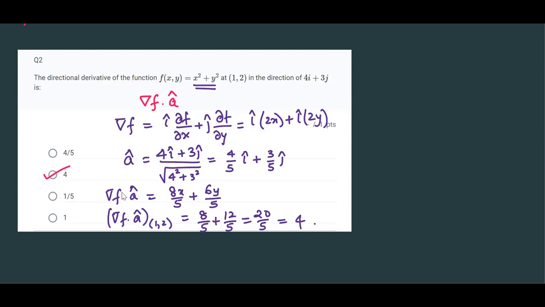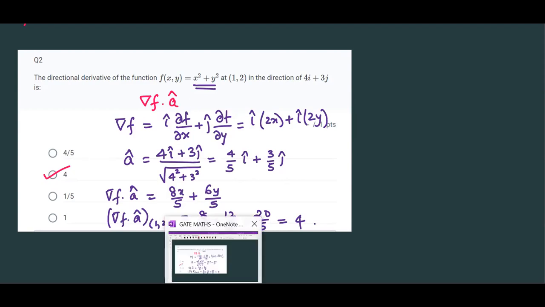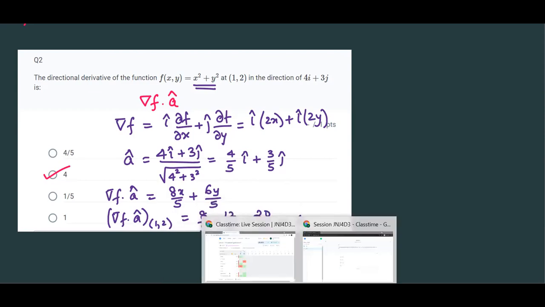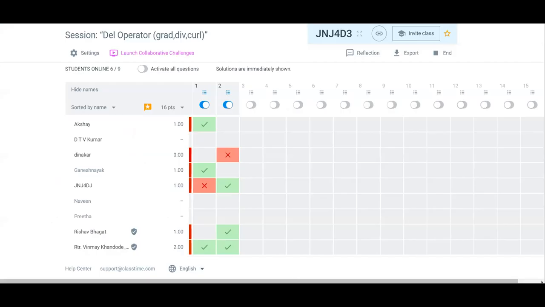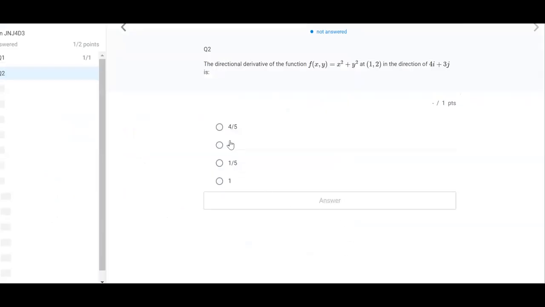Okay, answer is 4. It is simple. Directional derivative is grad f dot a. So these are past GATE questions directly. So answer is 4. So let's move to the next question.